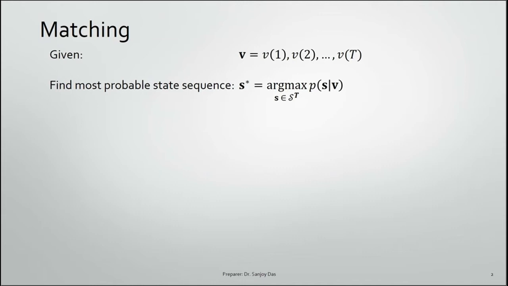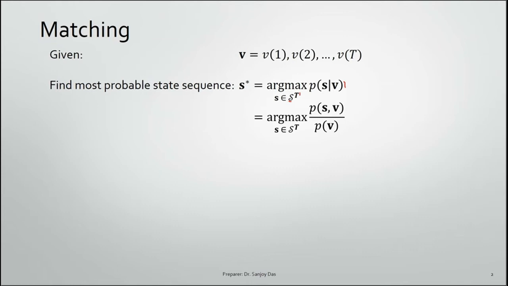So in T time steps, the HMM would have gone through T states, S1, S2, S3 until S of T. And so there are so many different possibilities. Actually, the number of possibilities is the number of states to the power of uppercase T. Those are the number of different possibilities. And our goal is to find the most likely or most probable state sequence, which is equal to argmax of P(S given V).